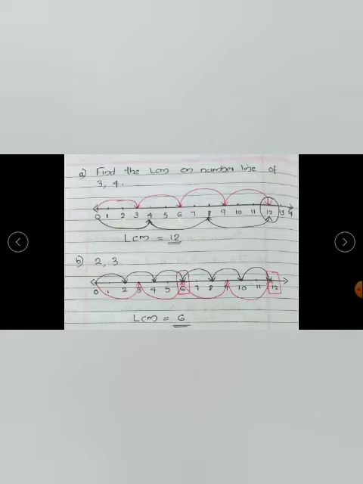First, we will study two methods for finding LCM. What are those? Prime factorization method and division method. We can also find LCM using number line, which we apply for small numbers. For example, here find the LCM on number line of 3 and 4. The numbers are 3 and 4.